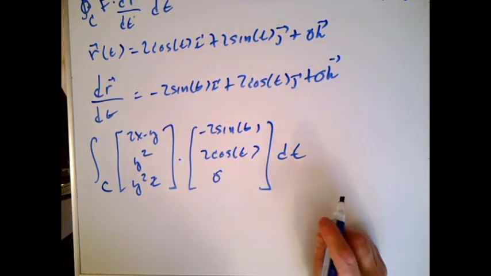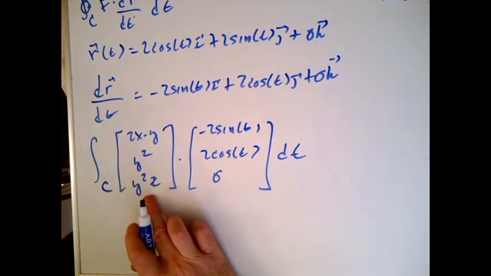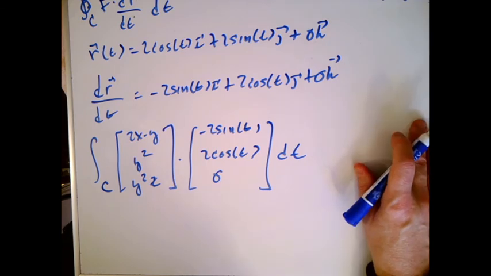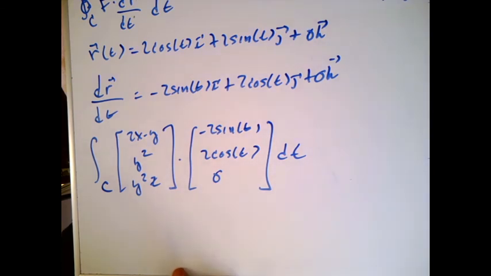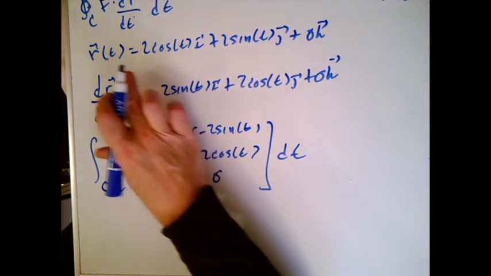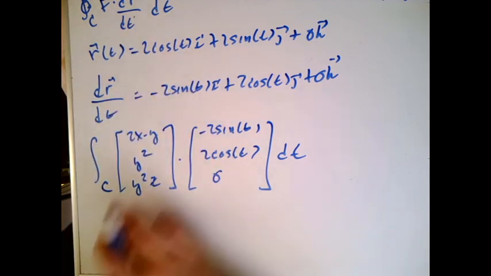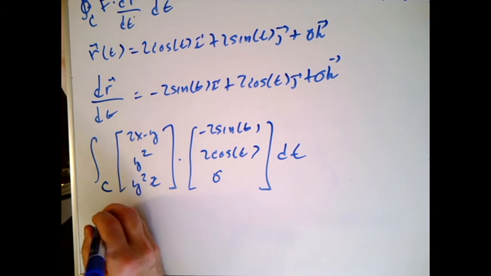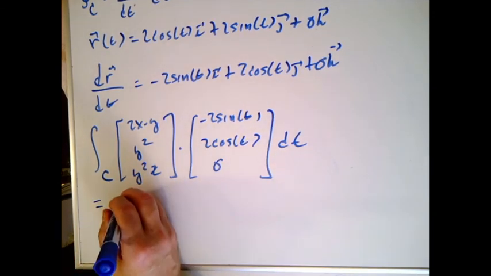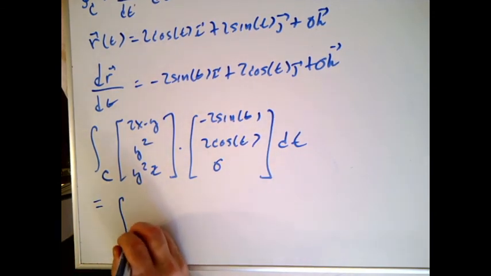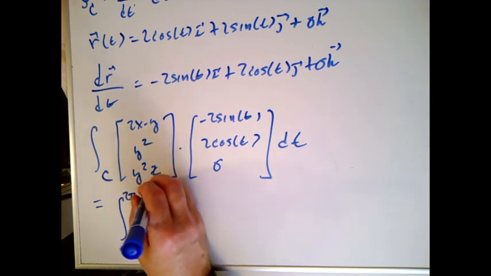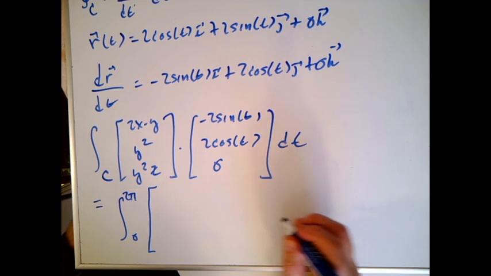Now remember, the only place we're actually interested in this force field is the actual arrows that live on the curve. Well, on the curve, x equals 2 cosine t, y equals 2 sine t, and z equals 0. So we're now going to just start filling in all the details. Since I'm just going once around a circle, I'm going to go from 0 to 2 pi.